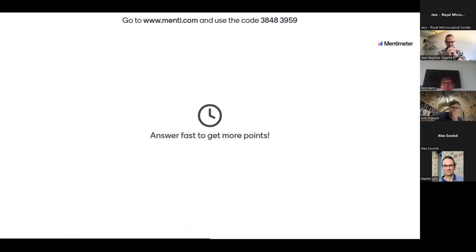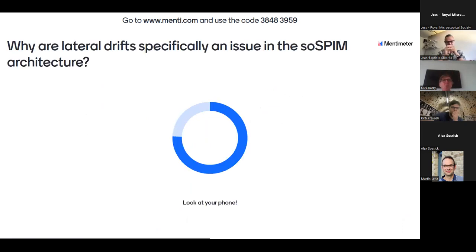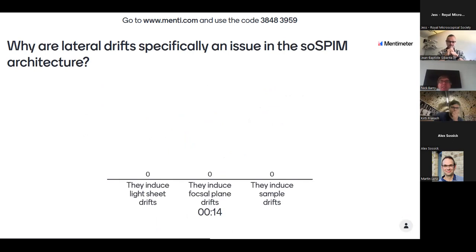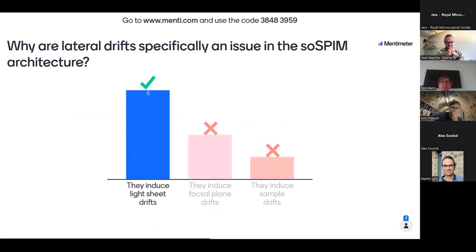Here we go. Question number three. Why are lateral drifts specifically an issue in the SO-SPIM architecture? They induce light sheet drifts, they induce focal plane drifts, or they induce sample drifts. And the answer is: they induce light sheet drifts.